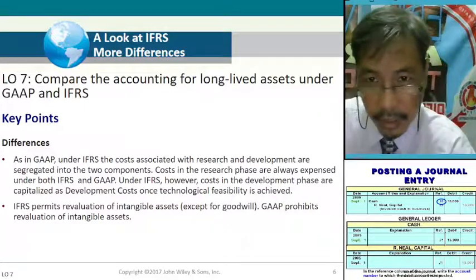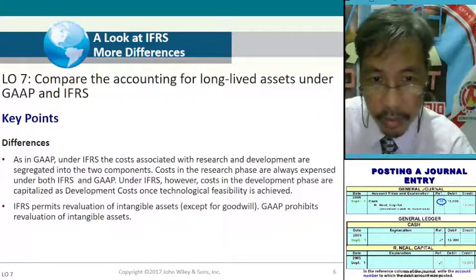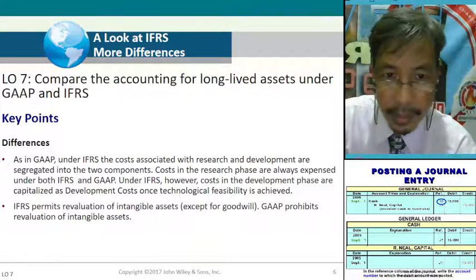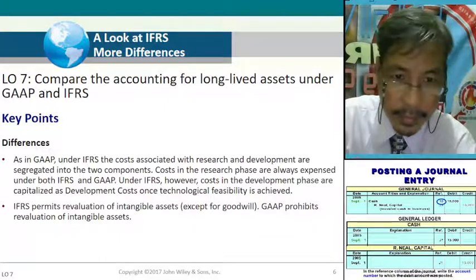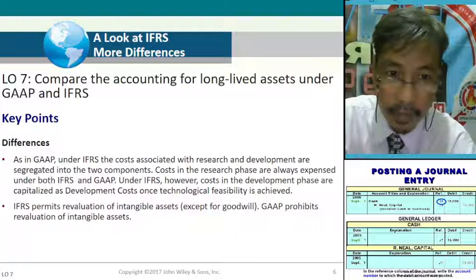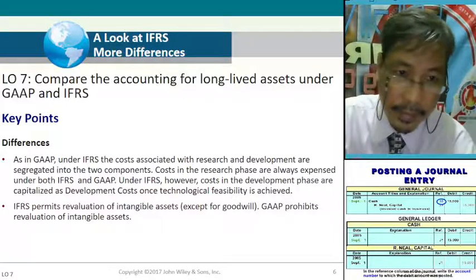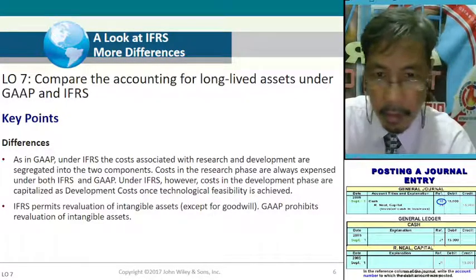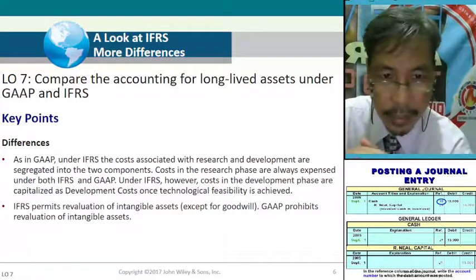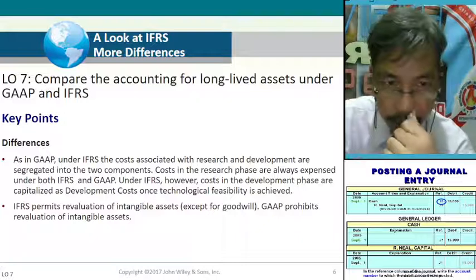They are divided into two components. However, the development phase is capitalized under IFRS. So, not in GAAP. Okay? So, development. Okay? They are the same in research.